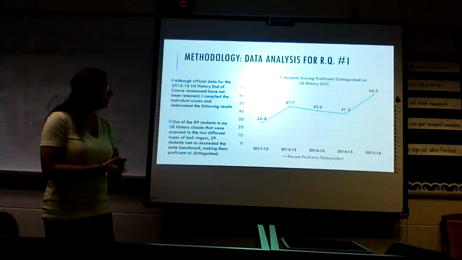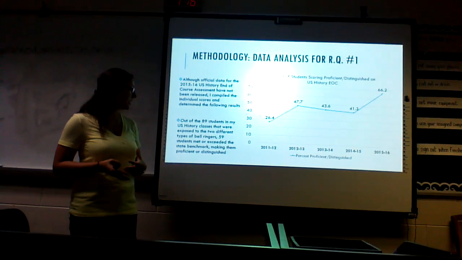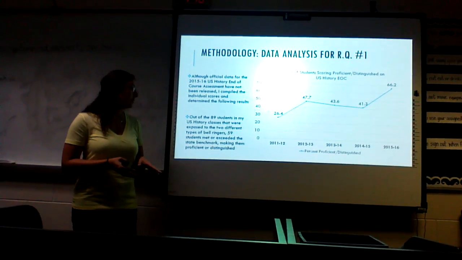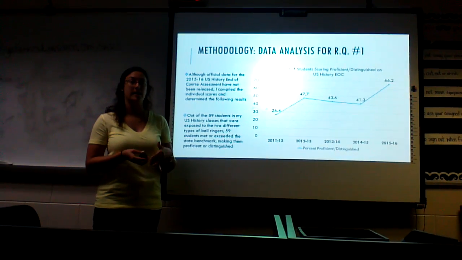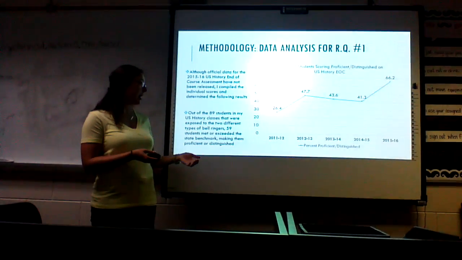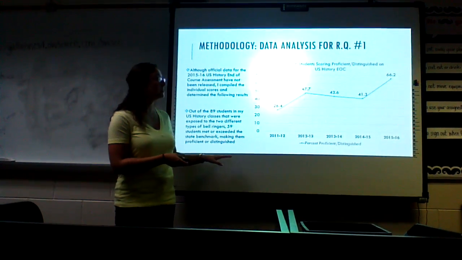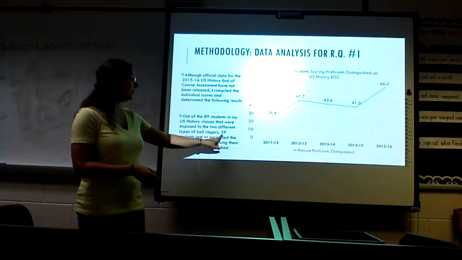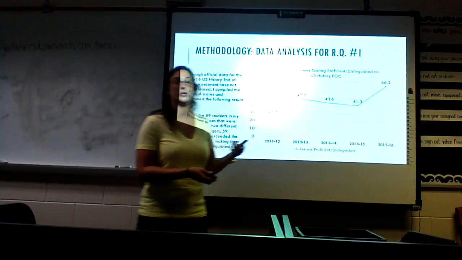It says out of the 89 students in my U.S. history classes that were exposed to the two different types of bell ringers, 59 of those students met or exceeded benchmark, which means they got a B or an 80% or higher on the state end of course assessment, which makes them proficient or distinguished. And that 59 out of the 89 students equals that 66.2%.